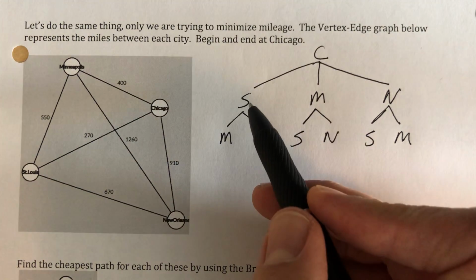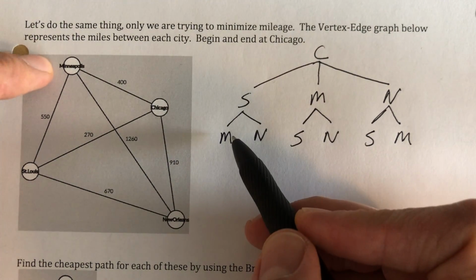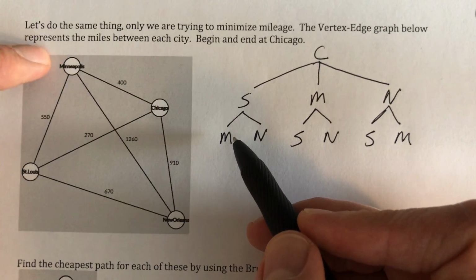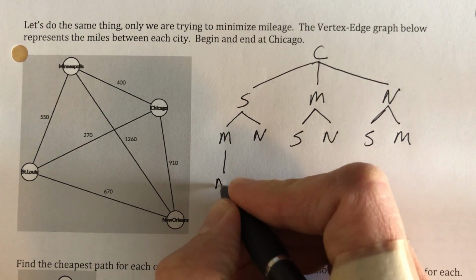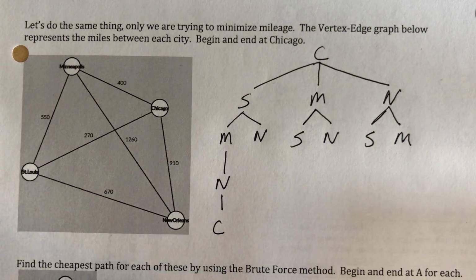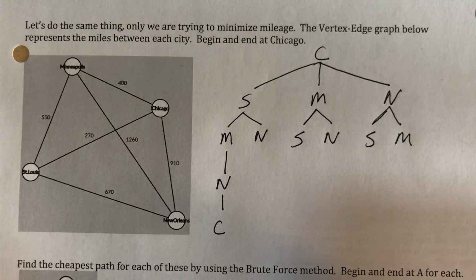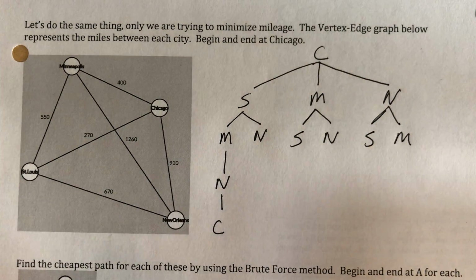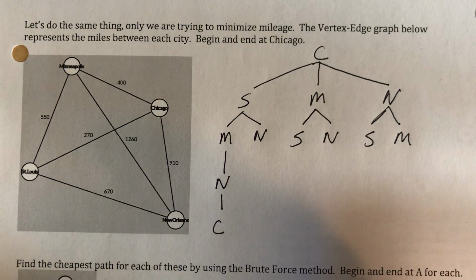And so now I'm going to keep tracing these branches down and just filling in the entire path. So if I go Chicago, St. Louis, Minneapolis, now I have no choice but to go to New Orleans. And then I have to go back to Chicago. So we just traced one of the paths. Let's keep going. I say path. Technically, it's a circuit. We began in Chicago, we ended in Chicago.